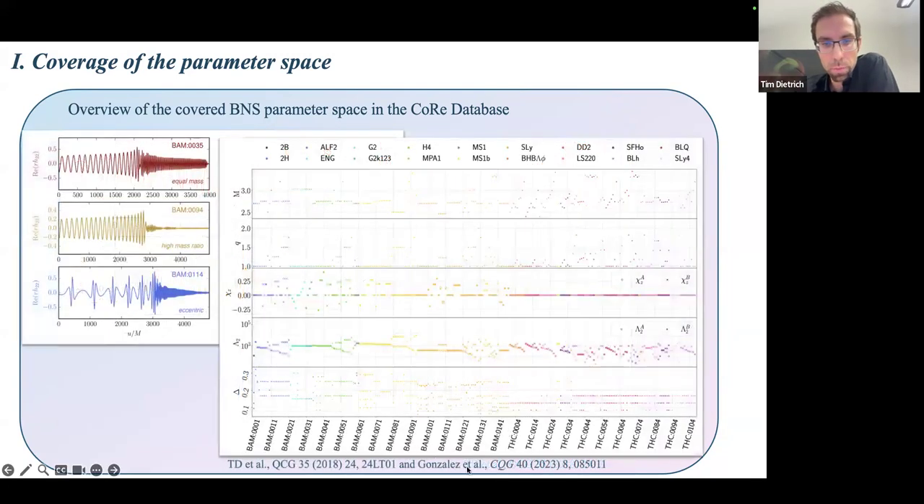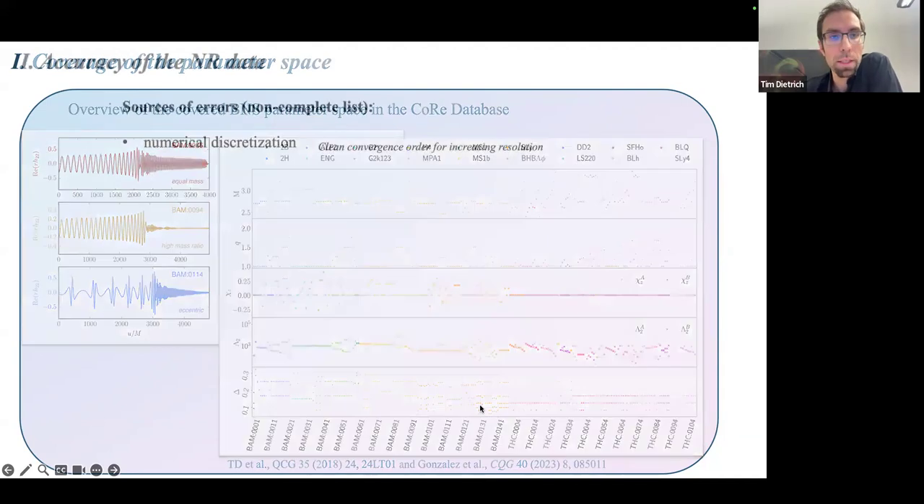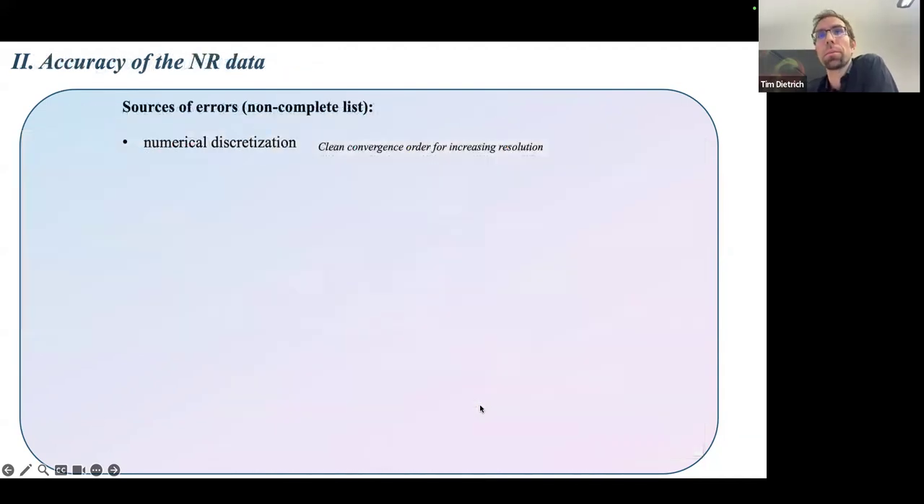And here, an overview from the recent work from Alejandra Gonzalez, where she collected a lot of simulations for the CoRe database. And each of these points is one simulation. And you see there are a few hundreds just from BAM and THC. SXS has its own catalog. The group of Masaru Shibata has their own catalog. So let's say overall, there might be 1,000 or more waveforms, some of them simulated for multiple resolutions, which is critical to address the next point, namely the accuracy of the NR data.